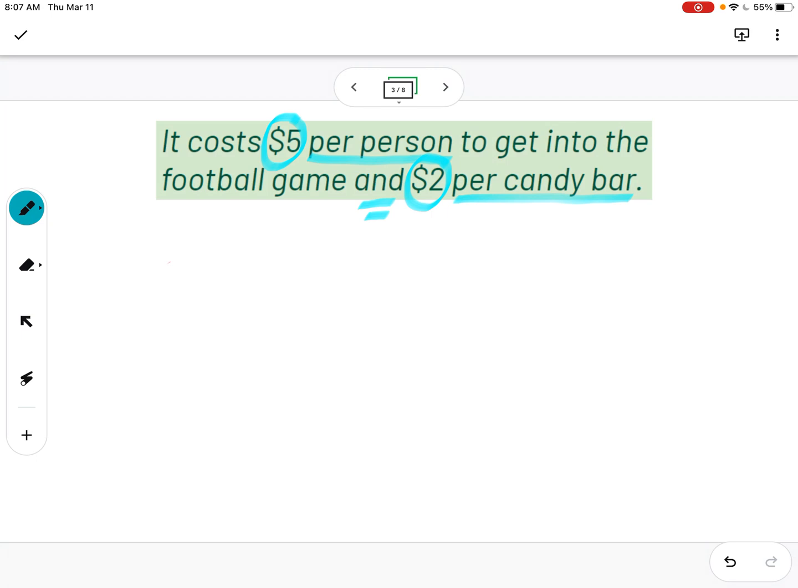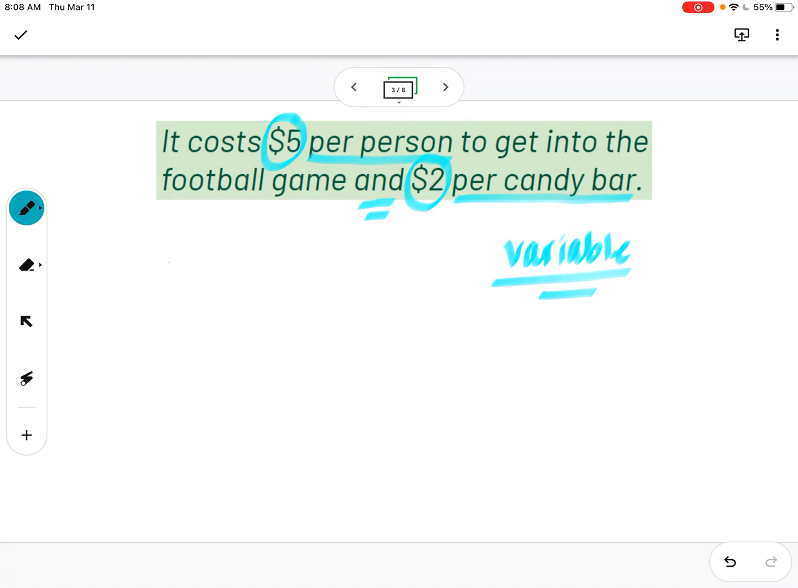at a football game. And of course, right now you guys are probably thinking, well, we don't know how many people are going and we don't know how many candy bars we're buying. And you're exactly right. And what can we use to represent an unknown value? Did you say a variable? If so, you are already on the right track.